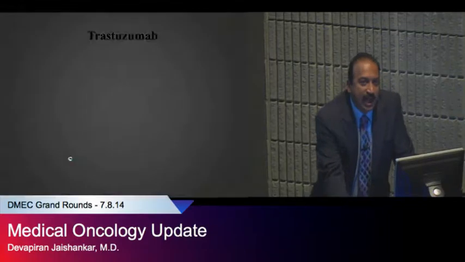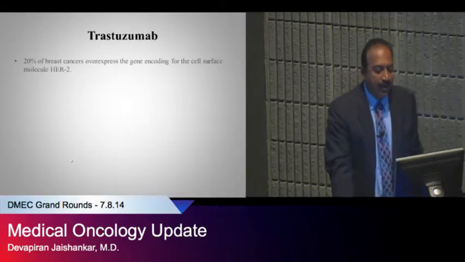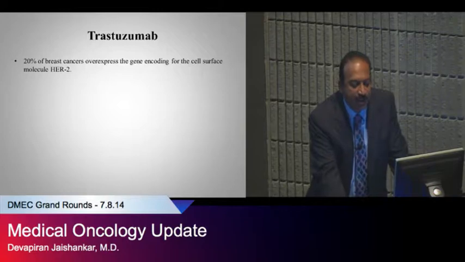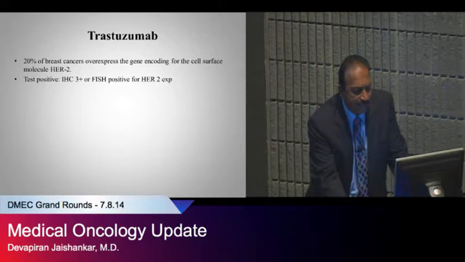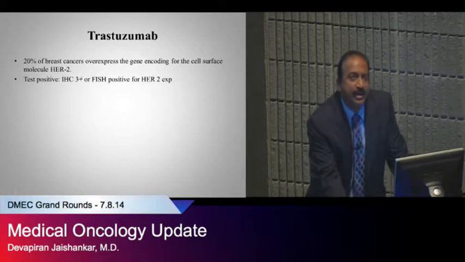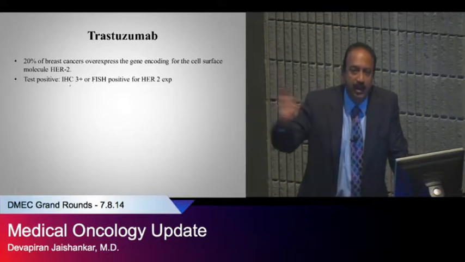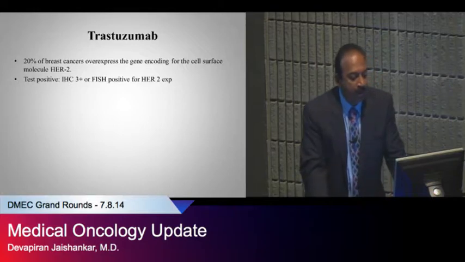Brings us to the last adjuvant drug, trastuzumab. 20% of breast cancer overexpresses the gene encoding for this cell surface molecule, HER2. Remember, HER2 is just a group of the epidermal growth factor receptors. You have to show that the test is positive, either on IHC or FISH. Do leave it to the oncologist and the pathologist to determine who's positive or negative, because we now have a bunch of gray zones for us to wade our way through.